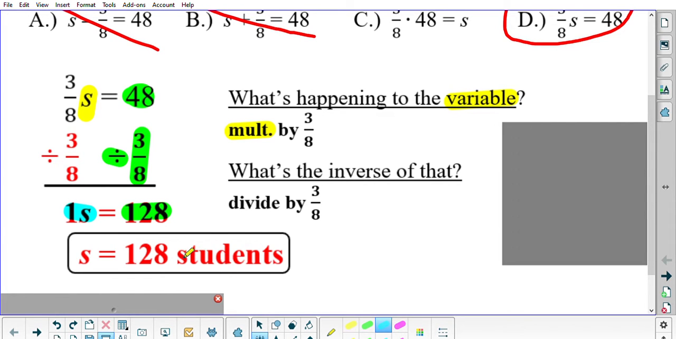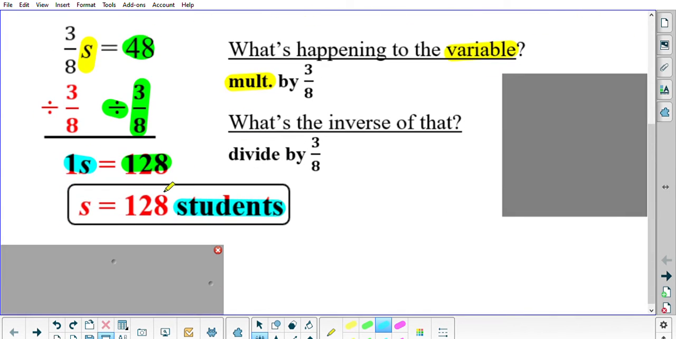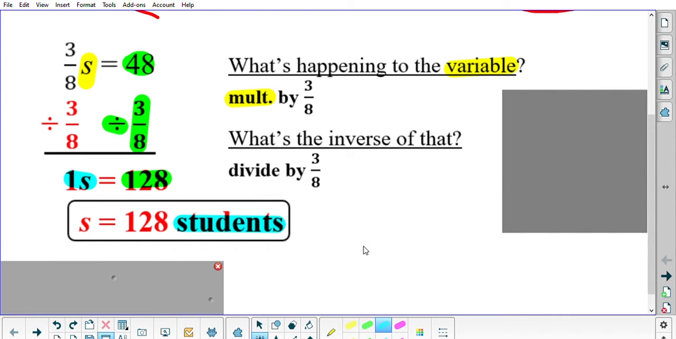Oh, look. The final answer has a unit of measure. Now, how did I know it was going to be students? Because the problem said, which equation could be used to solve for the number of students? That's why the final answer is not just 128. The final answer is 128 students. Yes, that matters. Yes, that would be required. Otherwise, you would lose a half point on a test or quiz.